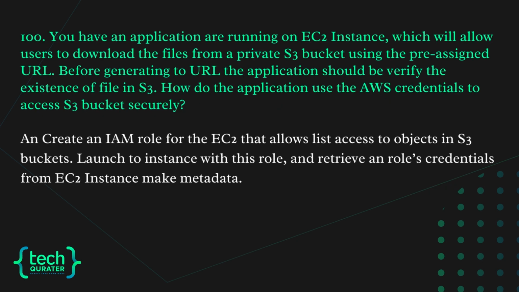You have an application running on EC2 instances, which will allow users to download files from a private S3 bucket using a pre-signed URL. Before generating the URL, the application should verify the existence of the file in S3. How does the application use the AWS credentials to access the S3 bucket securely? Create an IAM role for the EC2 instance that allows list access to objects in S3 buckets. Launch the instance with this role, and retrieve the role's credentials from the EC2 instance metadata.